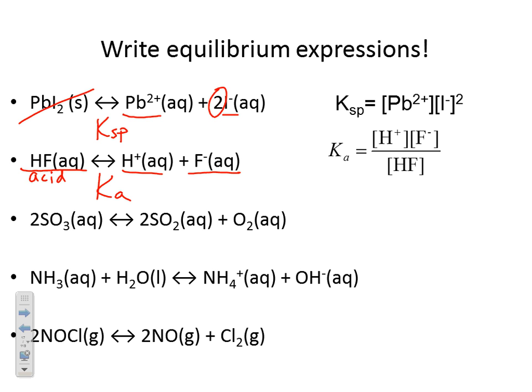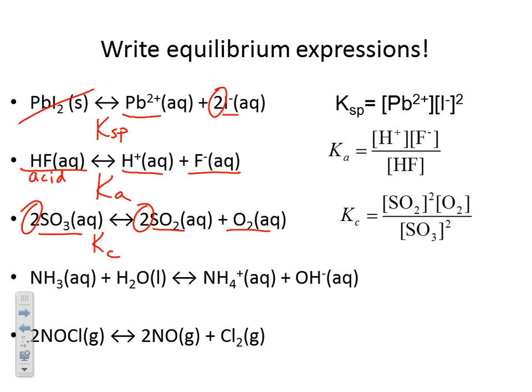For the next reaction, 2SO3 aqueous goes to 2SO2 aqueous plus O2 aqueous. This is not an acid reaction. It's not a base dissociation reaction. It's not Ksp. So sort of the fail-safe is just let's do Kc for concentration. So I'm going to do the SO2 squared times the O2 raised to the first, all divided by the SO3 squared. Right, our coefficients become our exponents, and everything's multiplied together, not added.